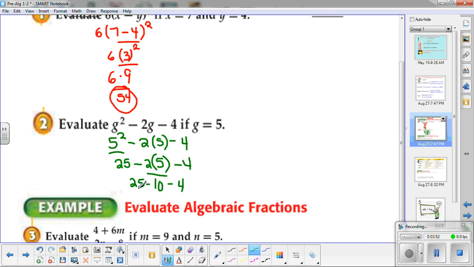And last, we're going to add and subtract from left to right. We're just going to go ahead and do 25 minus 10 minus 4. 25 minus 10 is 15. 15 take away 4 is 11.